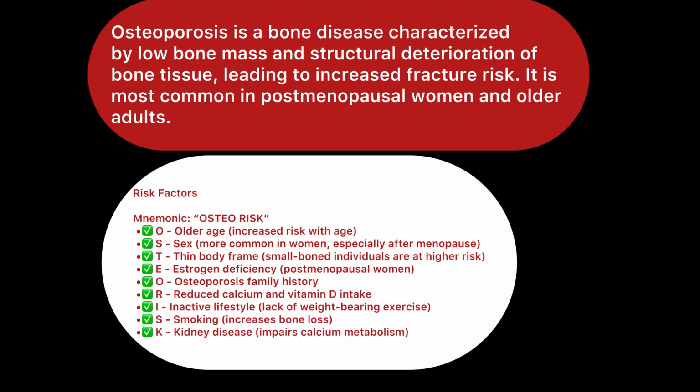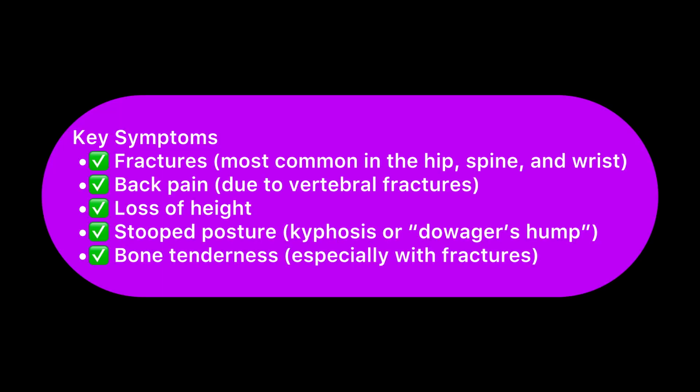The next topic is osteoporosis, a bone disease characterized by low bone mass and structural deterioration of bone tissue, leading to increased fracture risk, and it is most common in postmenopausal women and older adults. The risk factors are older age, sex (more common in women), thin body, estrogen deficiency, family history, reduced calcium and vitamin D, inactive lifestyle, smoking, and kidney disease. The key symptoms are fractures, most common in the hip, spine, and wrist, back pain due to vertebral fractures, loss of height, stooped posture like kyphosis or dowager's hump, and bone tenderness.